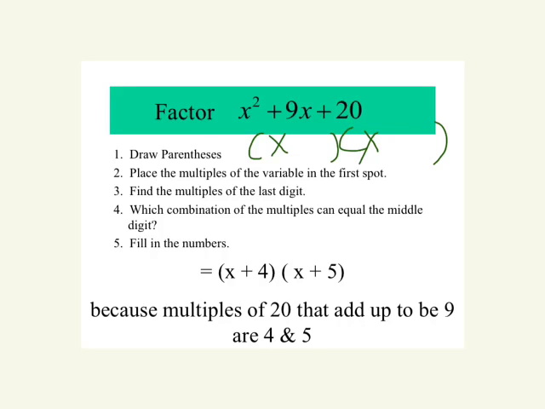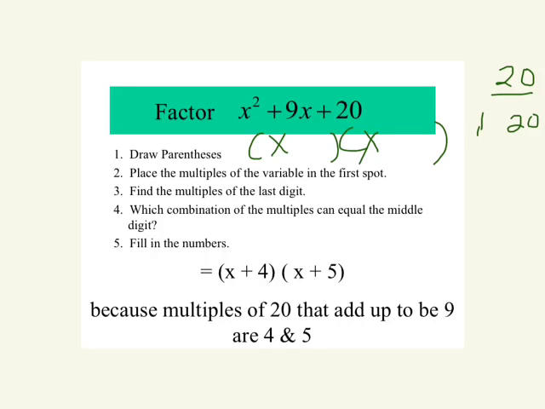Now we need to find two terms that add to the middle and multiply to the last. So what adds to 9 and multiplies to 20? Well, once again, what we recommend you doing is taking the last digit and looking at the multiples of the factors of 20. So what multiplies to be 20?